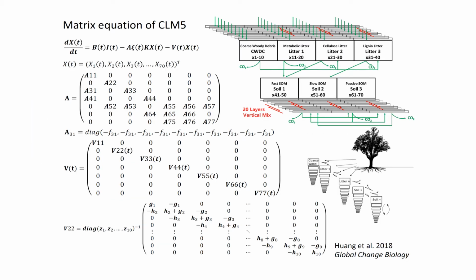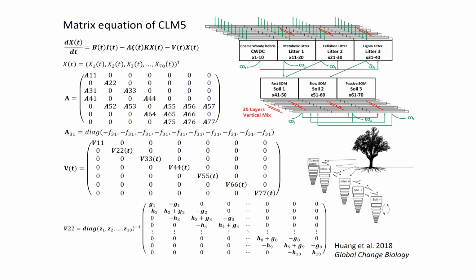The soil biogeochemistry module has 20 soil layers. Each layer contains 7 pools for organic carbon and organic nitrogen, respectively: metabolic litter, cellulose litter, lignin litter, coarse woody debris, fast soil organic matter, slow soil organic matter, and passive soil organic matter.